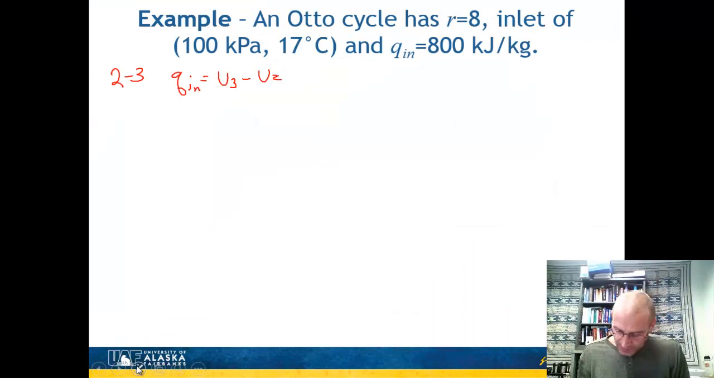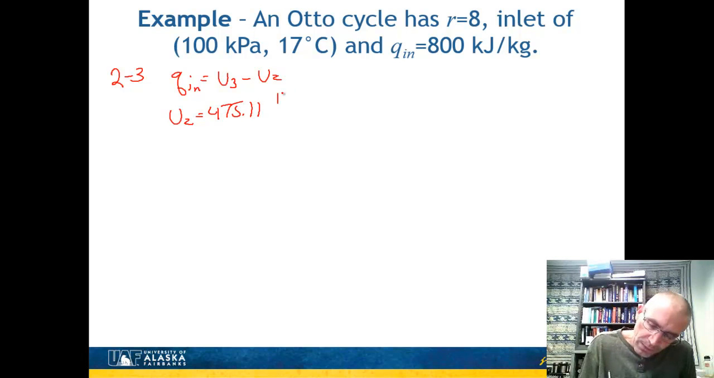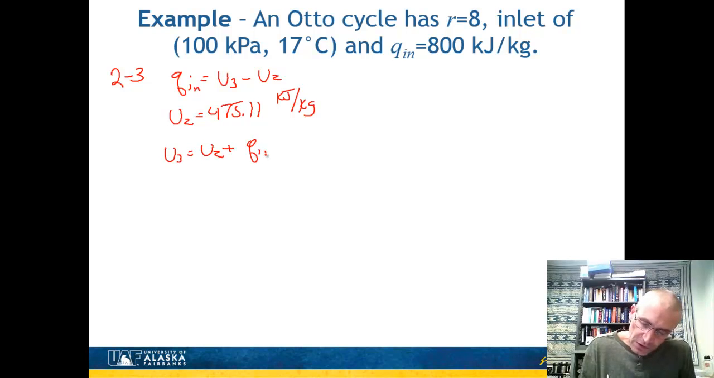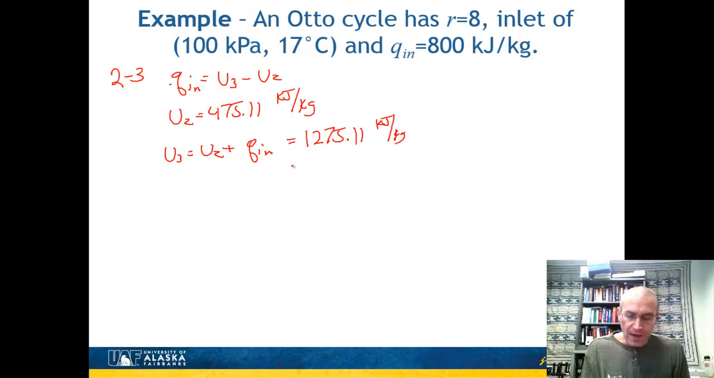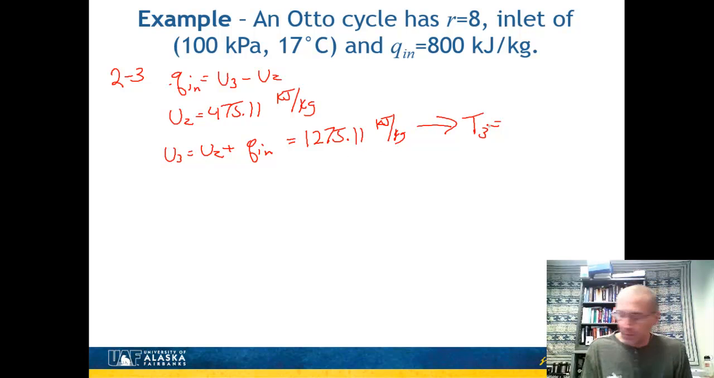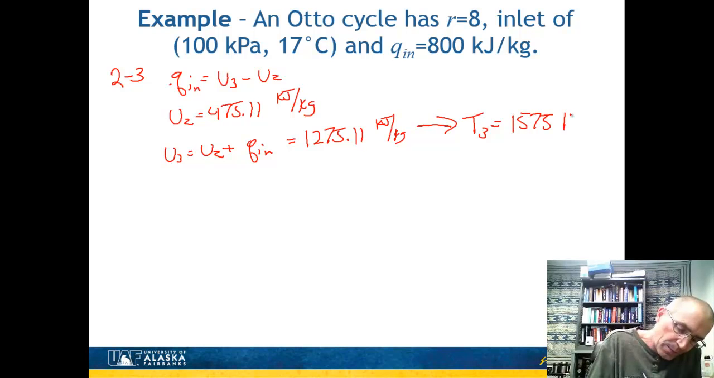And so I have determined that U2 by interpolation is equal to 475.11 kilojoules per kilogram, interpolating that off of the table. And so now I'm going to go ahead and solve for U3. So U3 is going to be equal to U2 plus Qin from that equation right there. And I find out that U3 is equal to 1275.11 kilojoules per kilogram. And then I can find a corresponding temperature as well if I want to know what T3 is. Again, just interpolating off the table, T3 is 1575 Kelvin.